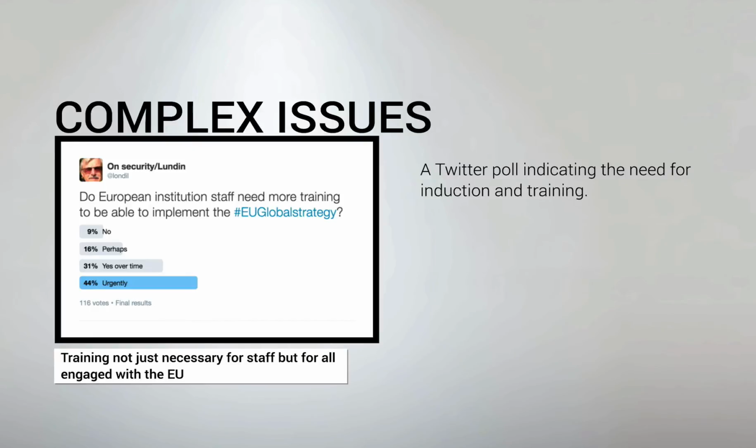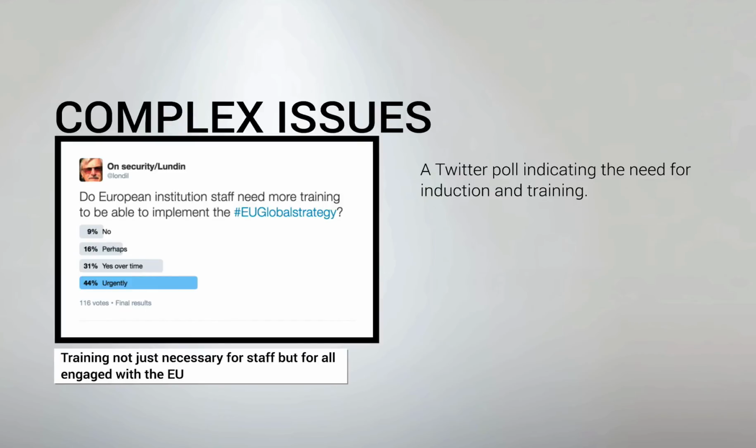I have put out the question to some of my followers on Twitter whether there is a need for European institution staff to have more training to be able to implement the EU global strategy. The High Representative has stressed the need for new strategies to be developed as a follow-on to the global strategy, etc. And indeed, my respondents, those of them who have taken the time to answer, predominantly believe that such training is at least necessary over time, and almost half of them argue that it has to be done urgently.